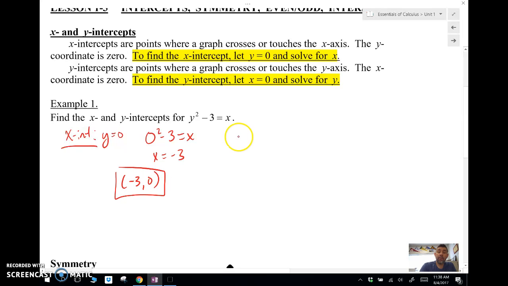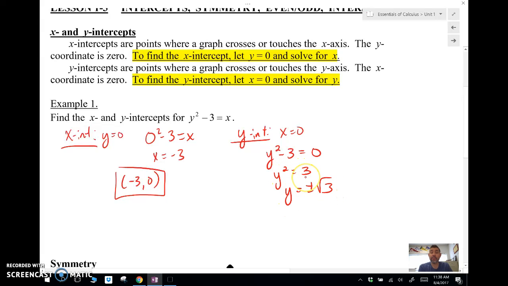Okay, so what about my y-intercept? Well, for my y-intercept, remember, x equals 0. So I'm going to go ahead and set x equal to 0. So I'm going to have y squared minus 3 equal to 0. y squared equals 3. y equals plus or minus root 3. So this means there are actually two y-intercepts.